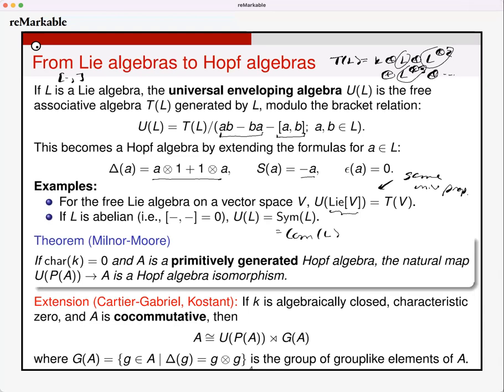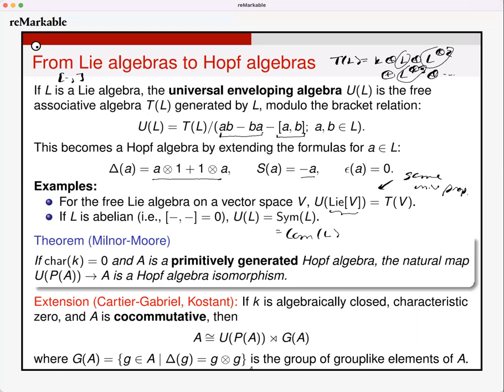All right. So these two operations, going from Hopf algebras to Lie algebras by taking primitives and back by taking enveloping algebras, turn out to be inverse to each other, and in fact an equivalence of categories in a certain setting. So this is the theorem of Milner and Moore. This is one version of the theorem of Milner and Moore.